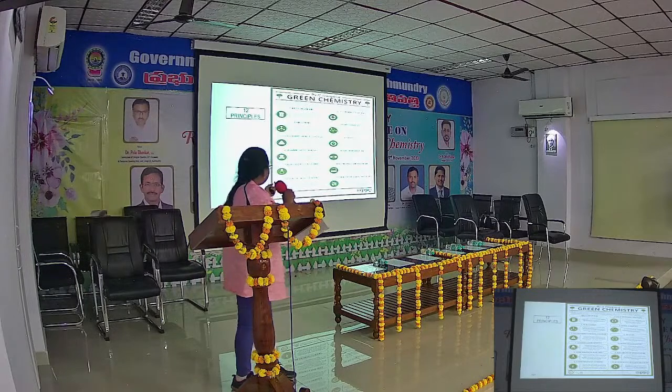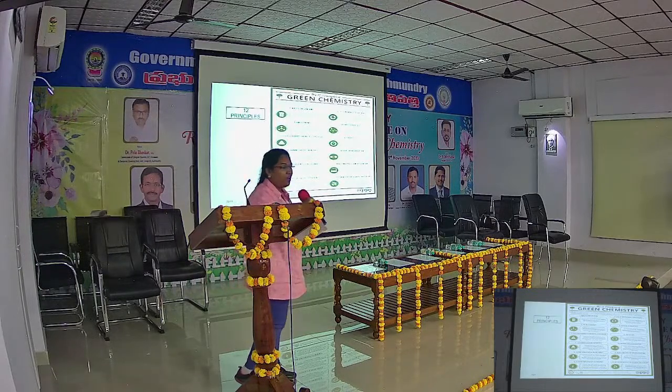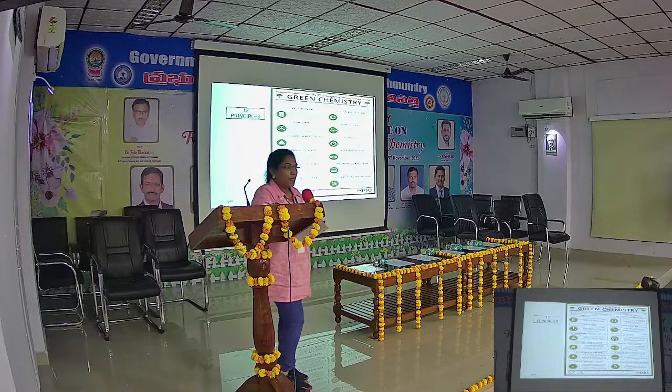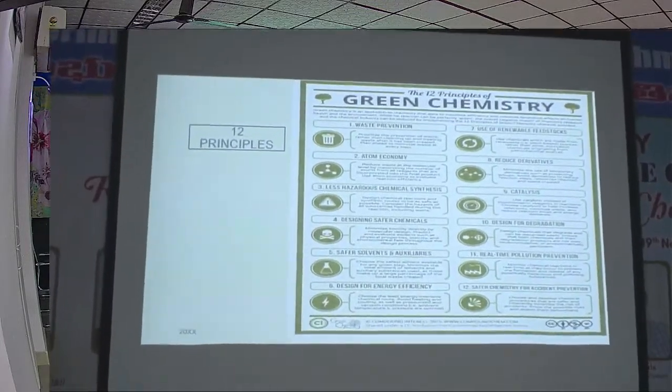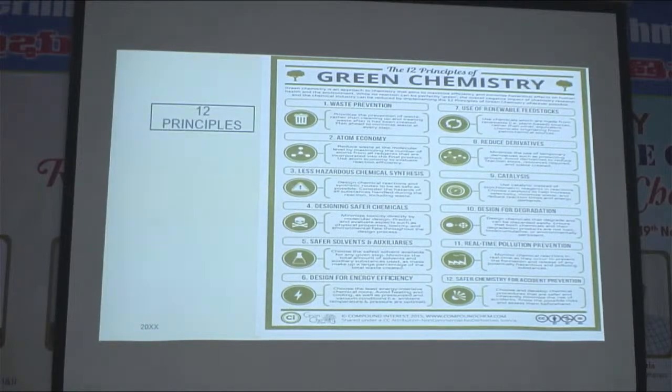And the fifth one is safer solvents and auxiliaries. What are auxiliary solvents? We use some for identification, purification, isolation, and such other things in the synthesis. We should use safer solvents during the synthesis. Okay. Design for energy efficiency.